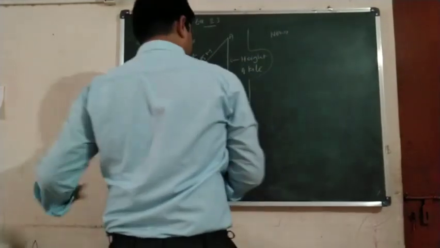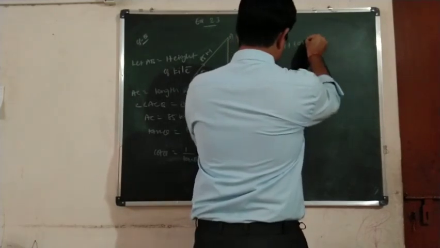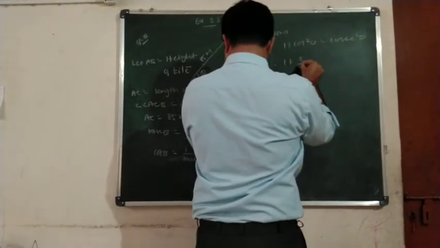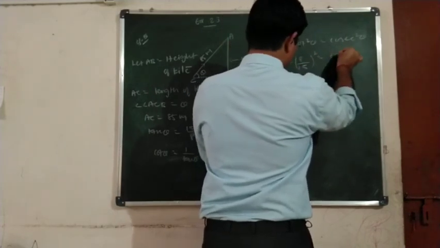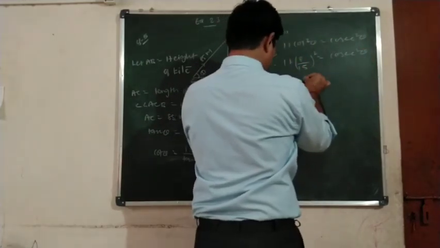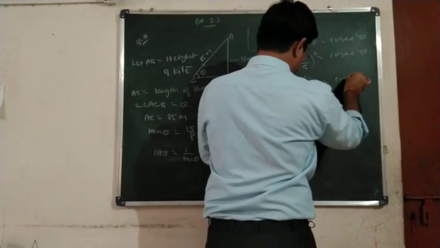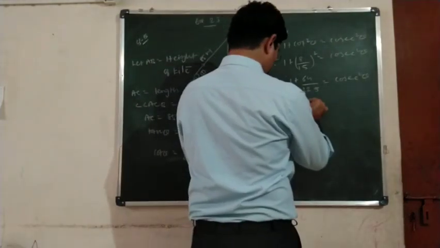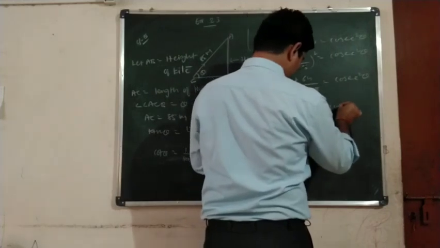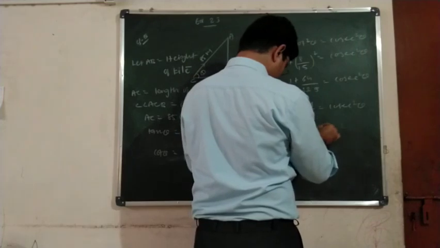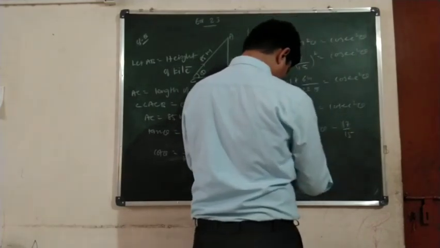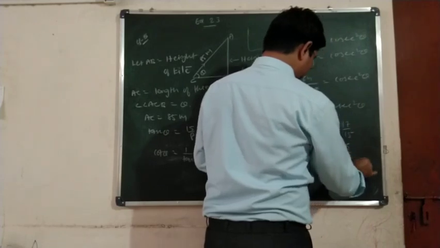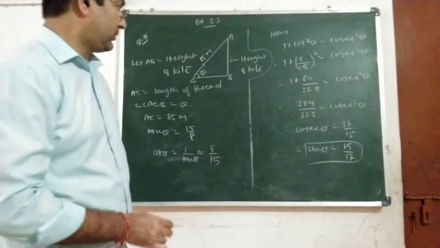What is the identity? 1 plus cot square theta is equal to cosec square theta. Therefore 1 plus 8 by 15 the whole square is equal to cosec square theta. Therefore 1 plus 64 by 225 is equal to cosec square theta. Therefore 225 plus 64 will be 289 upon 225 is equal to cosec square theta, and therefore cosec theta will be 17 by 15. And finally we can find out sin theta, the reciprocal of cosec theta, that is 15 upon 17. Here we got the value of sin theta.